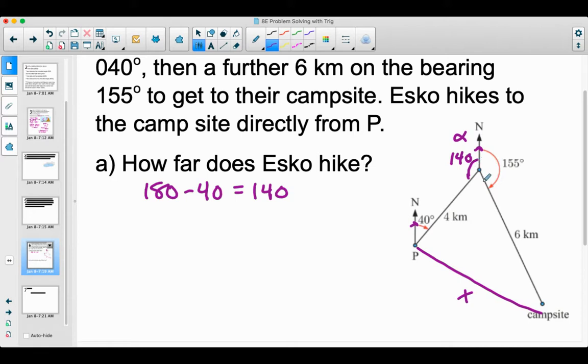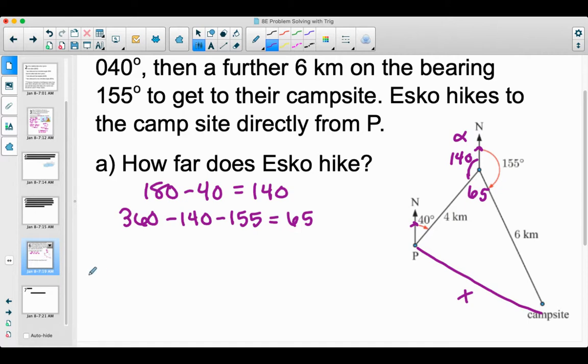And then I know that this whole thing makes a circle, and a circle is 360 degrees. So if I take 360 and subtract that 140 and subtract the 155, I end up with 65, so this angle measure is 65 degrees. That's step one. Now I have my side-angle-side, and I can find my missing side using the law of cosines.